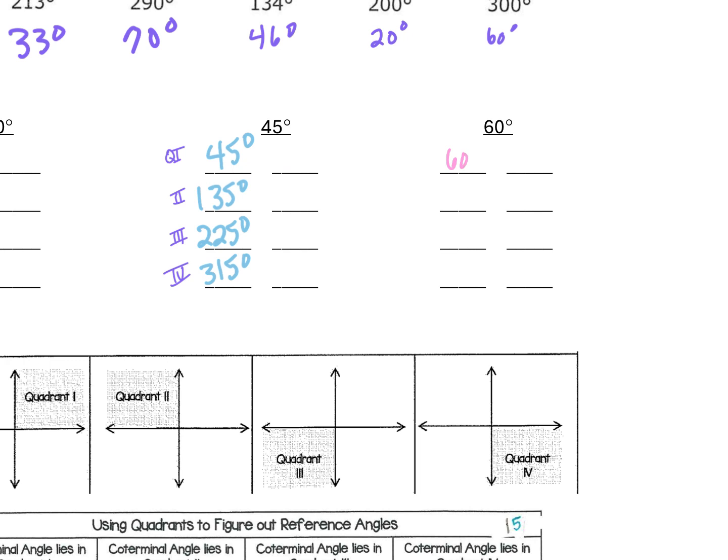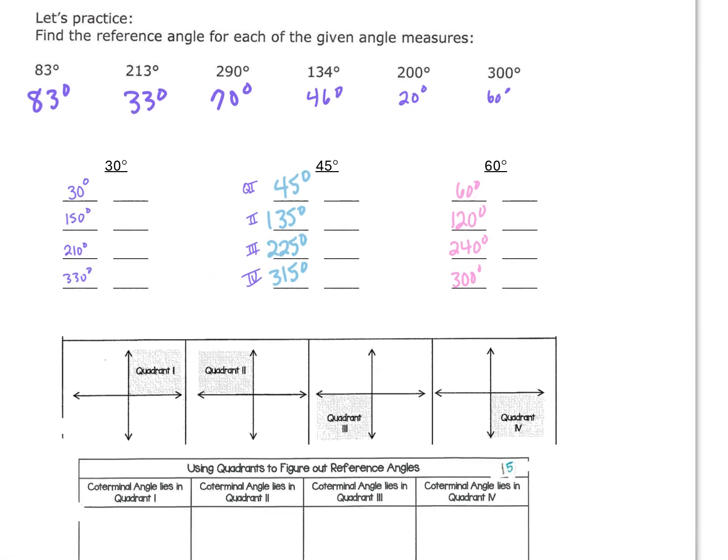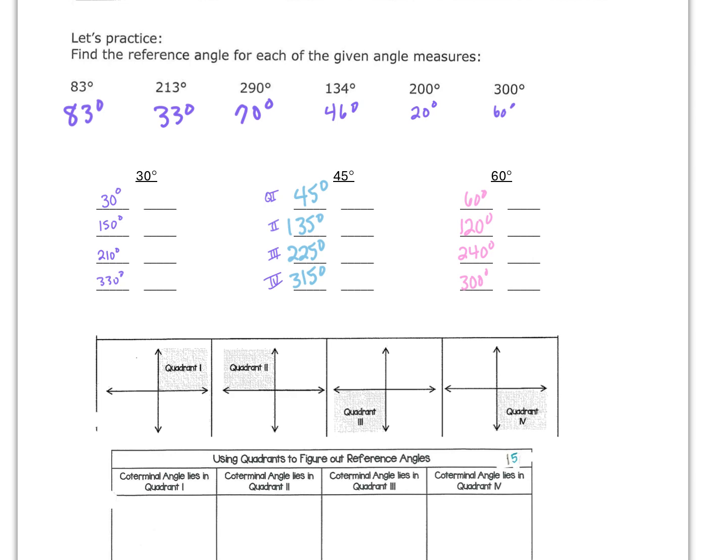Obviously in quadrant 1 it's 60. 180 minus 60, what do we get? 120, good. 180 plus 60, 240. And 360 minus 60, we get 300. Okay? All right, we are not going to worry about the bottom of this page or the next page. We will get to that.